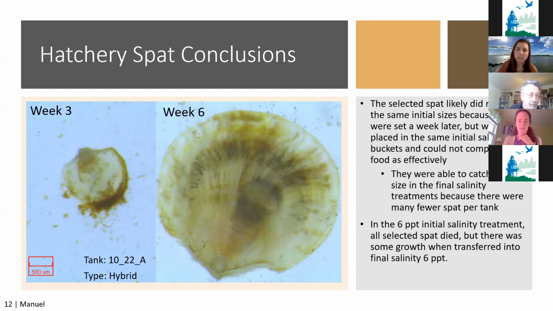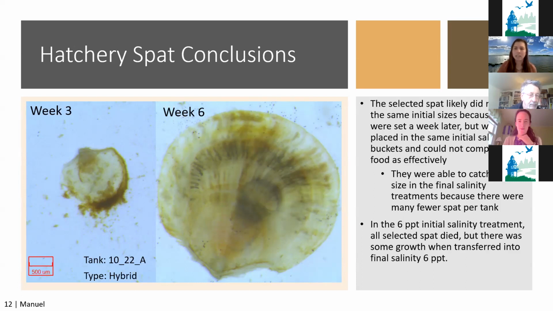And the significant difference in growth between spat types is likely because the selected spat were set a week later, but placed in the same tanks as the hybrid group during the initial salinity period, so they were less likely to compete for food as efficiently. This initial size difference allowed for faster growth in the second half of the experiment.